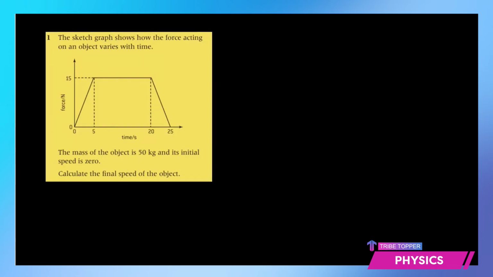The question says the sketch graph shows how the force acting on an object varies with time. We are given that the force increases up to 15 Newton in the first 5 seconds. Then from 5 to 20 seconds, the force remains constant. And then from 20 to 25 seconds, the force drops to 0. They have given us the mass of the object, m is 50 kilograms, and its initial speed u was 0. Calculate the final speed of the object. Let's see how to do that.